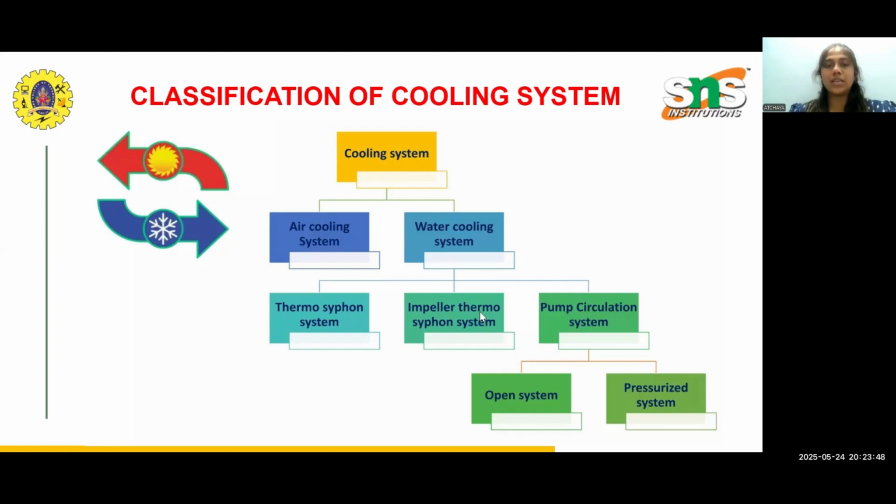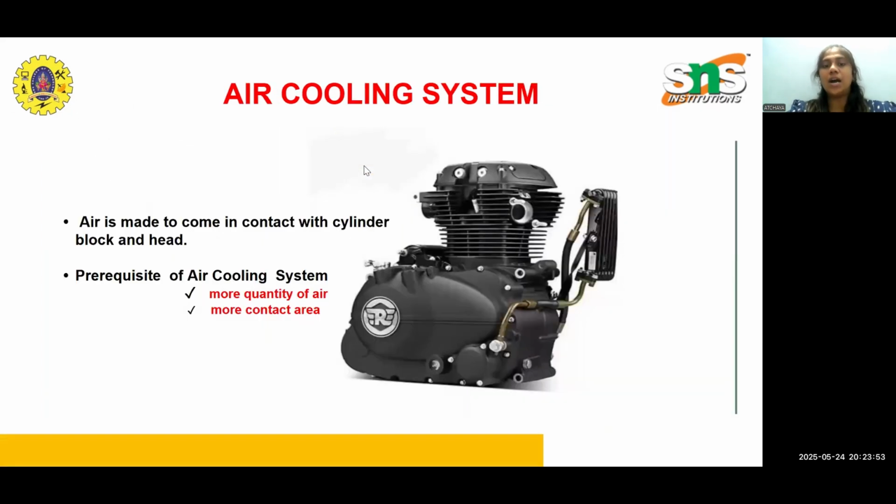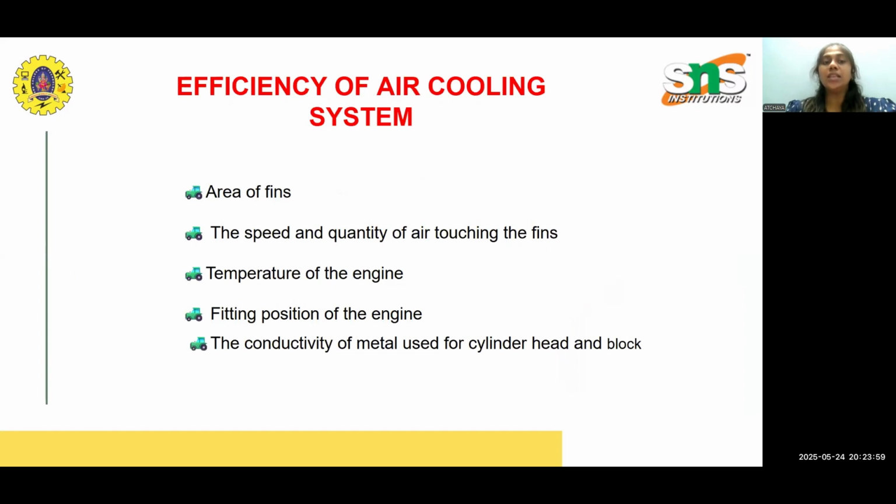Here we can see the systems one by one. First, the air cooling system, as I have explained. The efficiency of the air cooling system depends on the area of the fins, the speed and quantity of air touching the fins, the temperature of the engine, the fitting position of the engine, and the conductivity of the metal used in the cylinder.